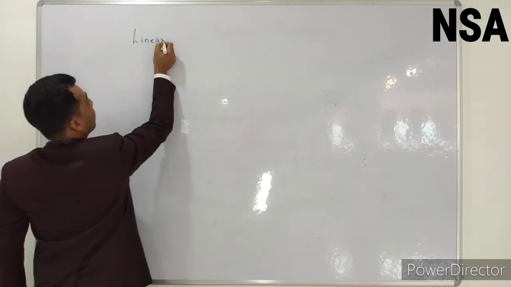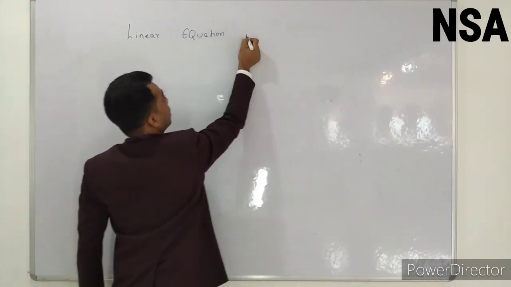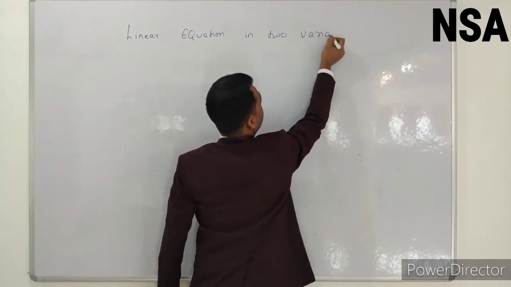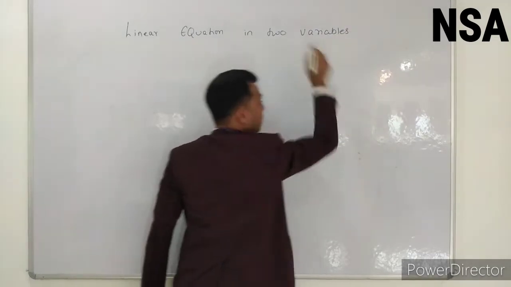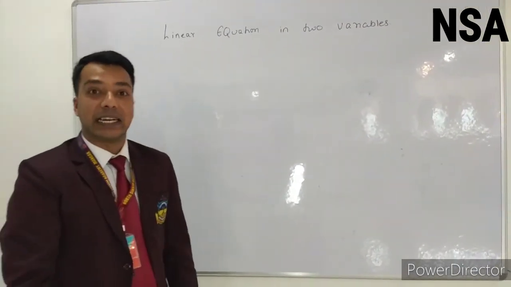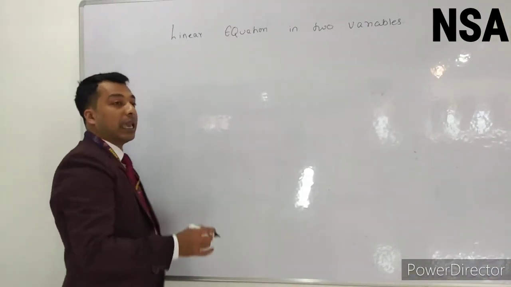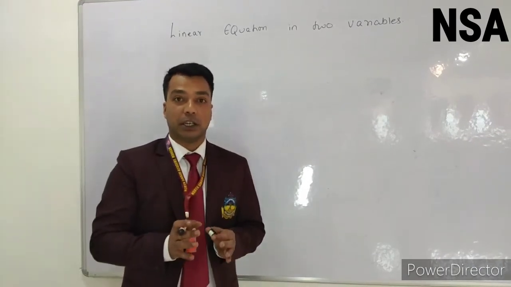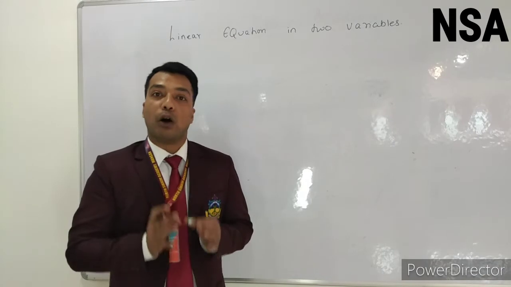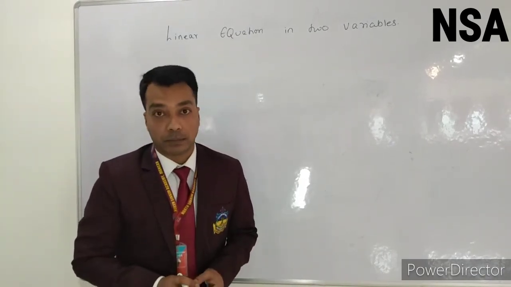Linear equation in two variables. Now, what is a linear equation? That is the first question that arises in anybody's mind. A linear equation means any expression in which the highest power or the degree of the given variable is 1 is considered a linear equation.